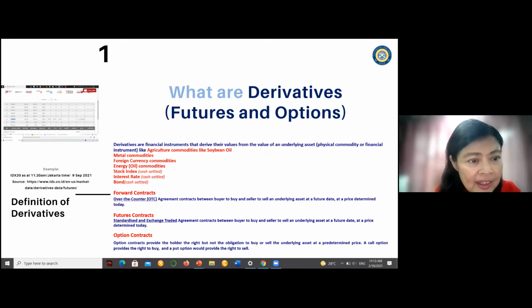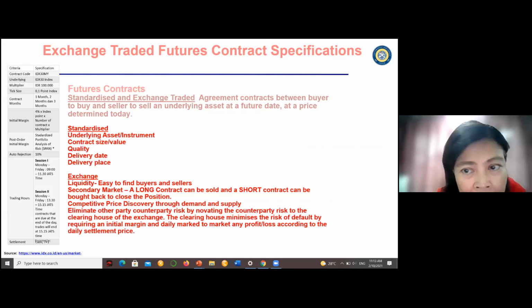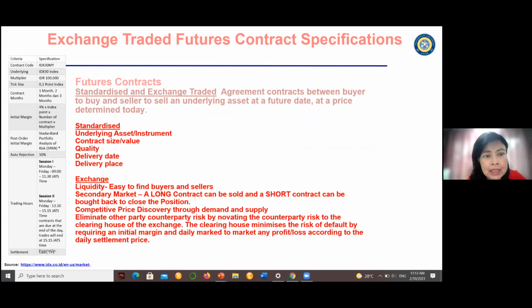Okay, when I did futures at the exchange, I did the contract specification, which means I draw up contracts like this kind. Not this one, this one is the Indonesian IDX 30. What I did was the FBM KLCI, the KLCI 30 index.